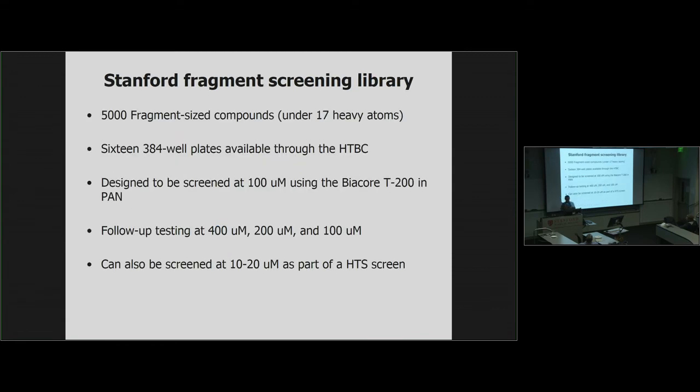Now, Bruce touched on the Stanford fragment collection. It's around 5,000 molecules, and this is really set up for SPR screening. I don't know if there's anything you want to comment on. Yes, which is exactly, yeah. So, I think if you are interested in fragment screening, definitely talk to Bruce, because I think this can be very powerful.